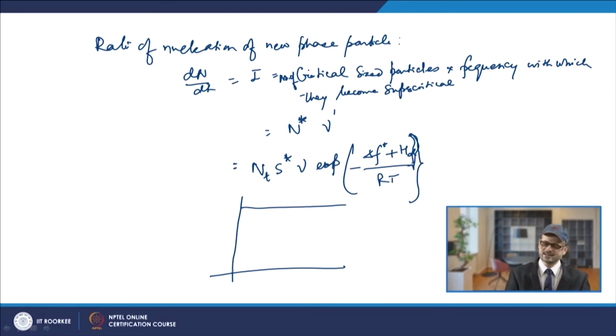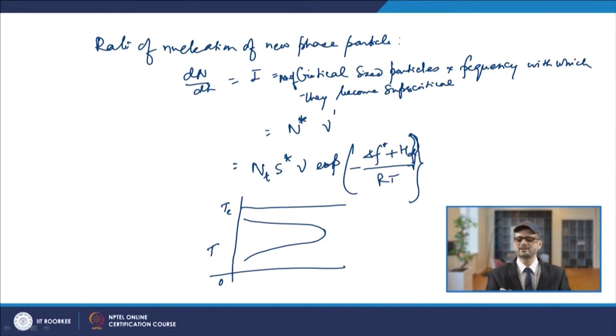So, what is seen is that if it is 0 Kelvin and if it is your equilibrium temperature, then nucleation will proceed from here, and then after a certain time when this RT term starts dominating, it starts decreasing further. And then it will come to 0 at the 0 term. So, this is how the rate of nucleation curve will be shown.